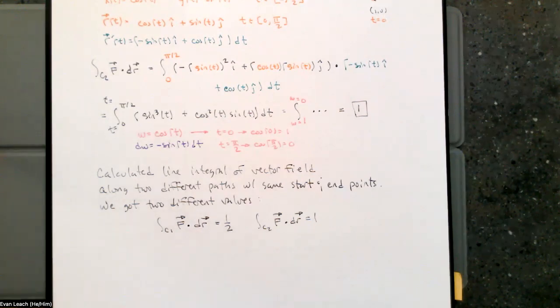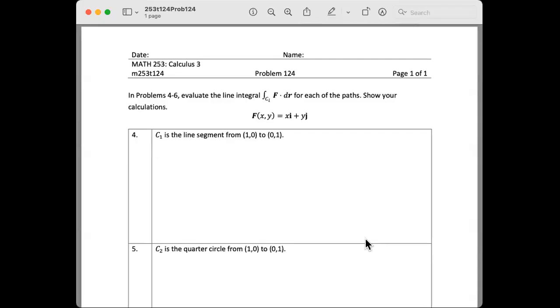Well, what happened in the next problem? Thinking back to the problems last week, the second problem, the problem from Thursday, we had a different vector field along the same two paths. What happened on these line integrals?